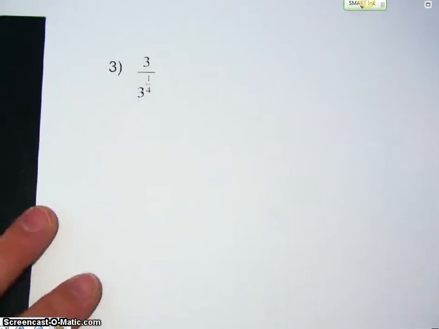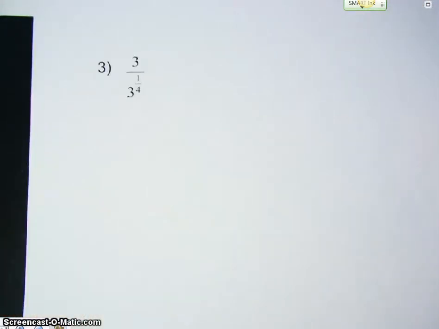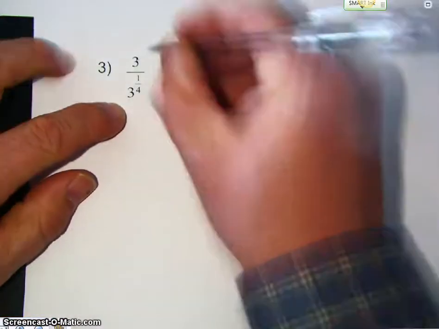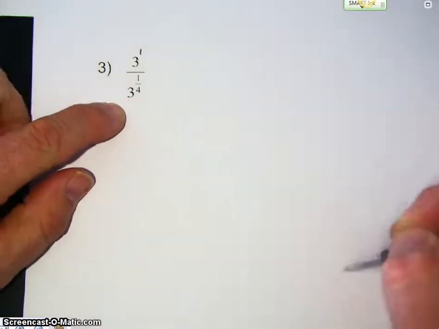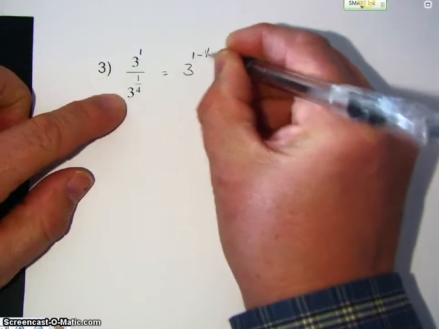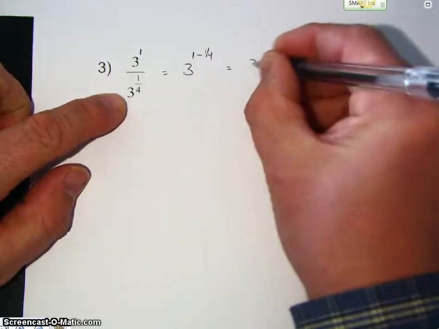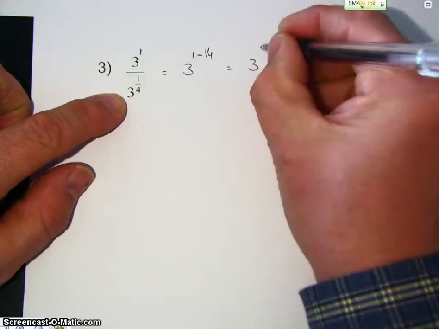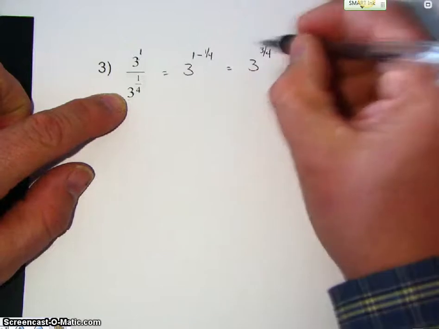Okay, pause this one, try it, and then hit play and check your results. Alright, bases are the same. There's going to be a 1 here. Okay, so take the top minus the bottom. So we got 1 minus 1/4, so that gives me 3/4. Last example.